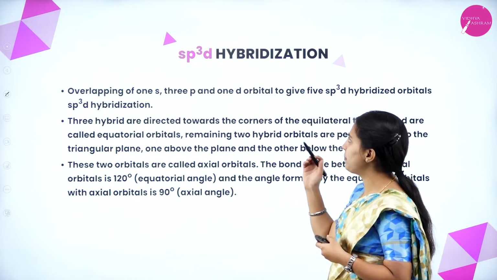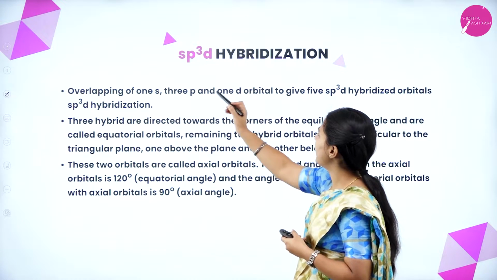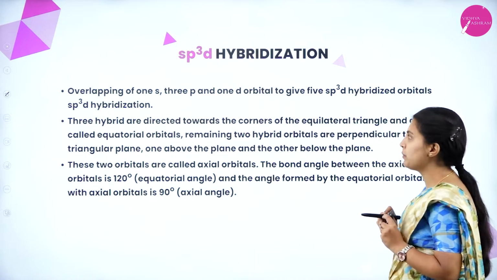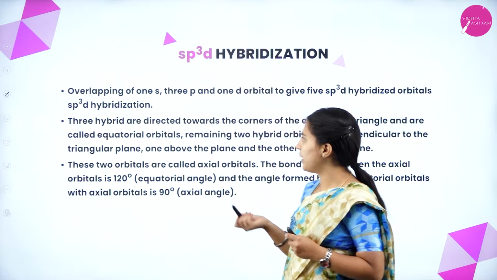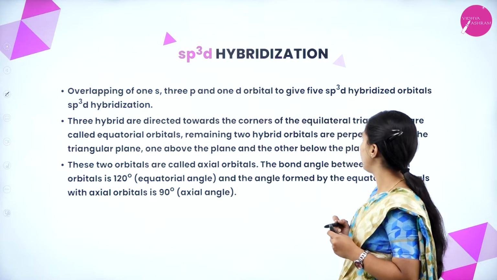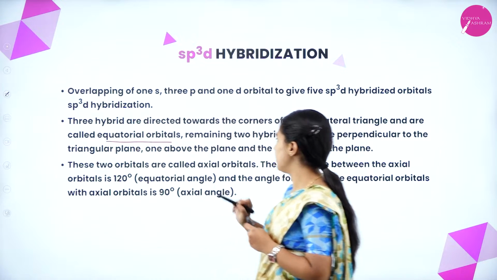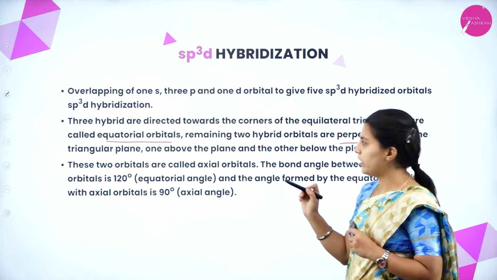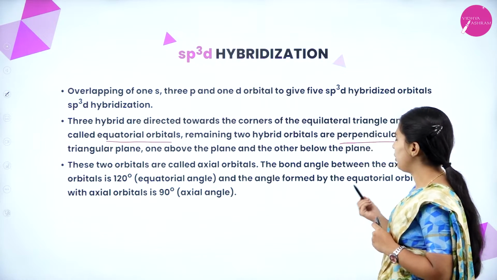See here, sp3d hybridization means overlapping of 1s, 3p and 1d orbitals to give 5 sp3d hybridized orbitals. 3 hybrid orbitals are directed towards the corners of an equilateral triangle and are called equatorial orbitals. The remaining 2 hybrid orbitals are perpendicular to that equatorial or triangular plane, one above the plane and the other below the plane.